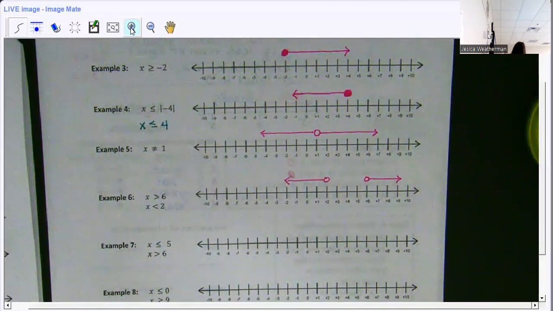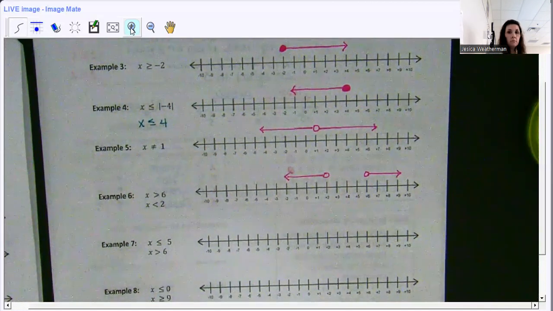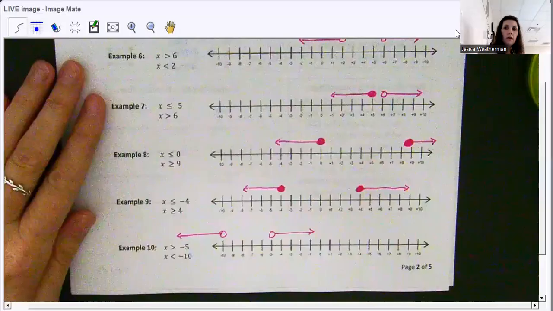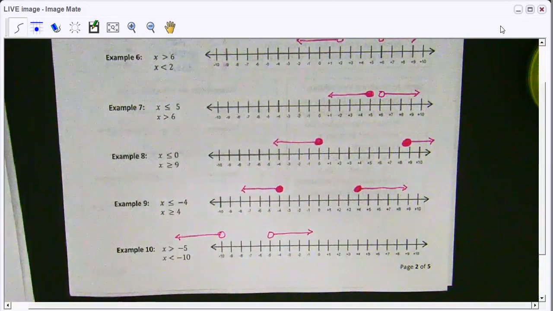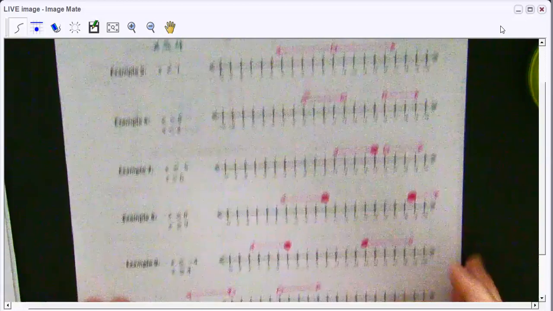Okay. What I would like for you to do now is graph the rest of these, 7 through 10, on your own, and then we're going to check them in a minute. Okay, so go ahead and work on those. Okay, go ahead and check your answers. Make sure that your circles are either closed or open, and then the direction of each arrow. Okay, any questions on these? All right, let's go ahead and go to page 3.